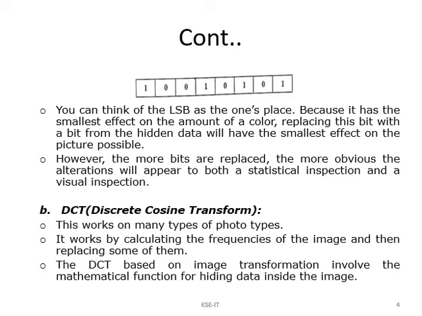Second is DCT, discrete cosine transform. This works on many types of photo types. It works by calculating the frequencies of the image and then replacing some of them. The DCT based image transformation involves a mathematical function for hiding data inside the image.